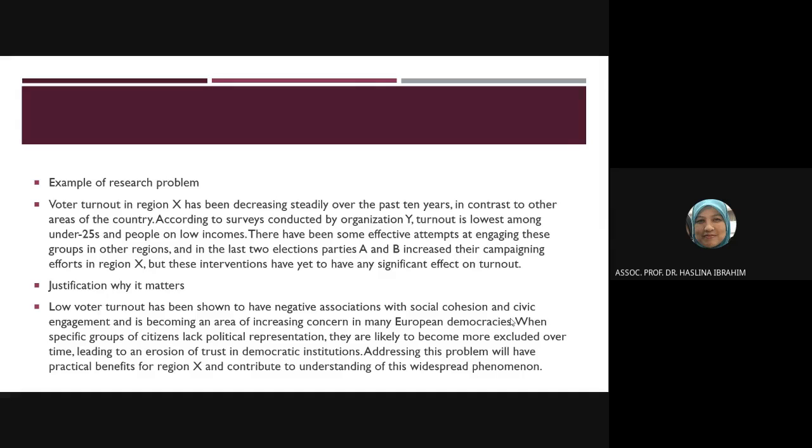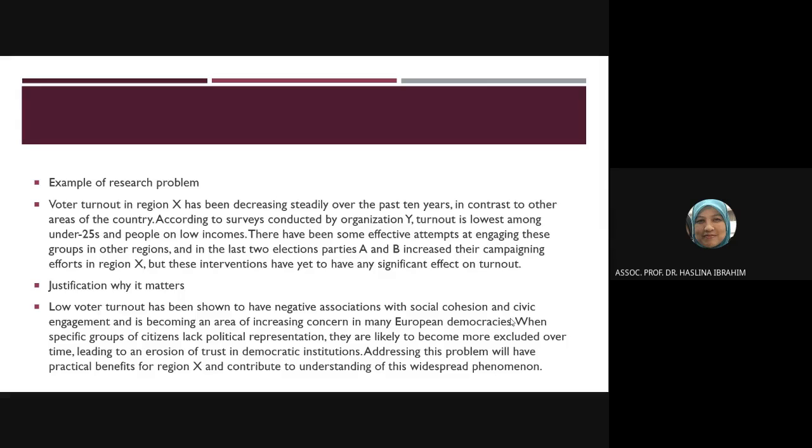So there was a survey conducted, and that survey discovered that the lowest age bracket that did not come out to vote were the people who were under 25 years old and have low income. So in Region X, the steadily decreasing percentage of voter turnout came from 25-year-old people with low income.